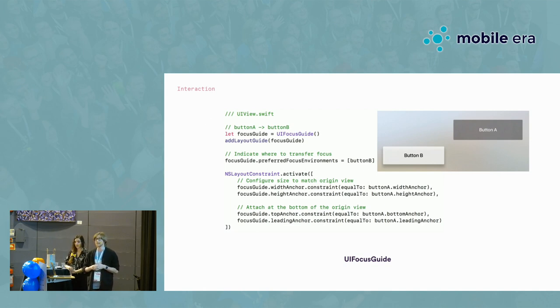So UIFocusGuide is a focusable area. It's an invisible focusable area that can redirect focus to other focusable views. So in this case, we create a UIFocusGuide. It extends UILayoutGuide, so you can add it as a layout guide to your view. And then you just create some constraints, as you do when working with auto layout. So in this example, we place this invisible area below button A. So when you swipe down, it's going to focus on that invisible area, but it's going to redirect the focus to button B. And then you get this view working.